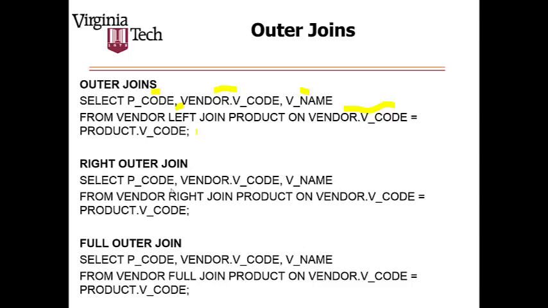Now the right outer join here is going to give you all of the rows from the table on the right and only the matching rows from the table on the left, vendor. Right? So right join means all the rows from the table on the right, regardless of whether they have a match in vendor, and so that would be all the products, whether they have a matching vendor or not, and only the vendors that match.